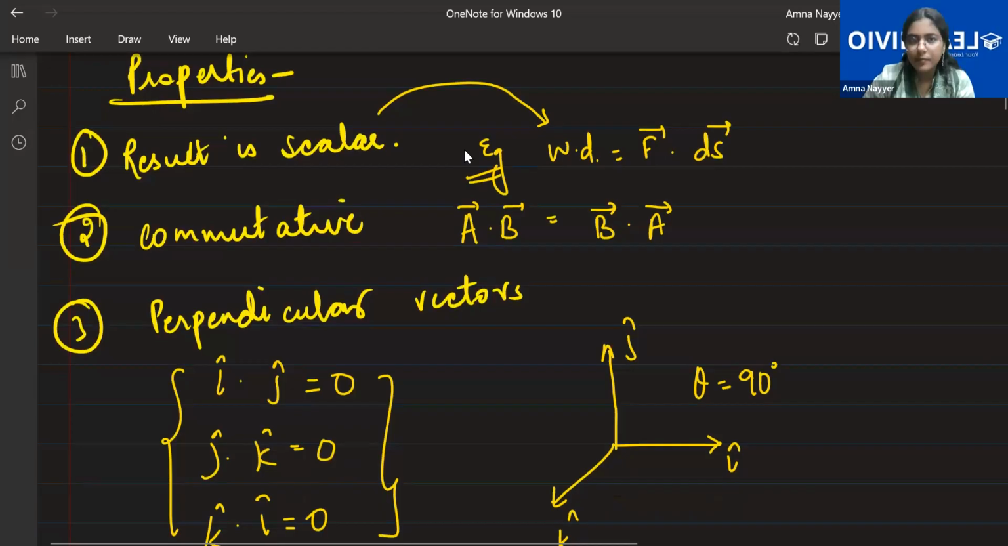For perpendicular vectors also, then we can write I cap into j cap is equal to j cap into k cap, which is all equal to 0. Same statement like the parallel ones.